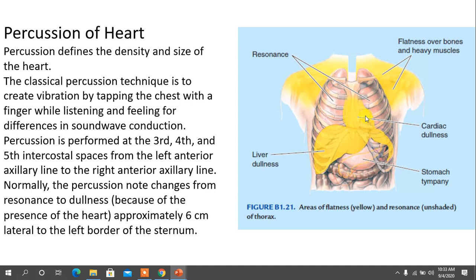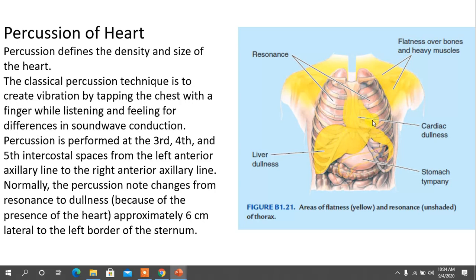The percussion defines the density and size of the heart. Percussion is done over the area of the heart by creating a vibration by tapping the chest with the finger while listening and feeling the difference in sound wave conduction. Percussion is done at the third, fourth, and fifth intercostal spaces from the left anterior axillary line to the right anterior axillary line. Normally the percussion note changes from resonant to dullness.